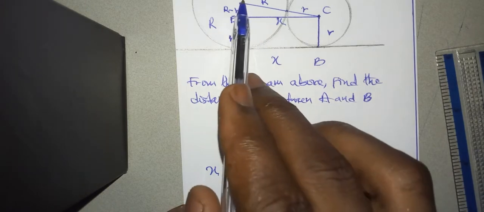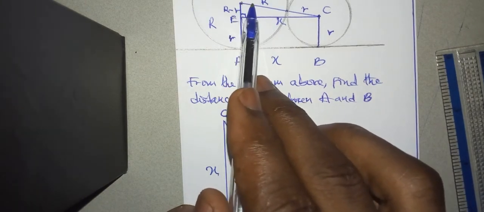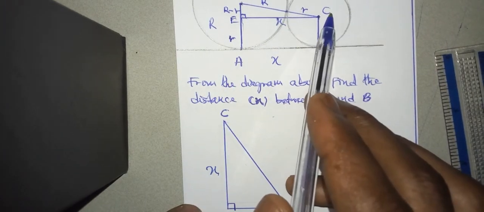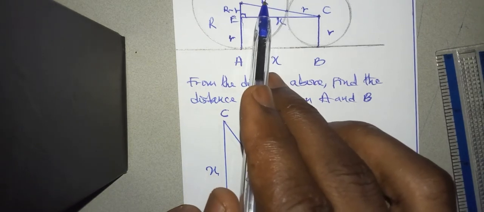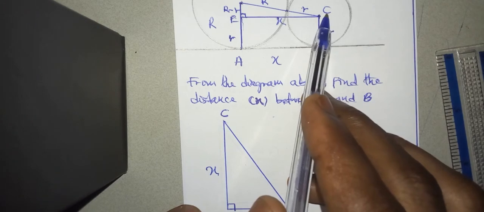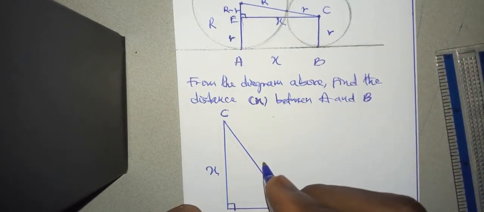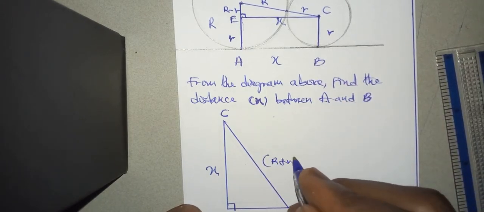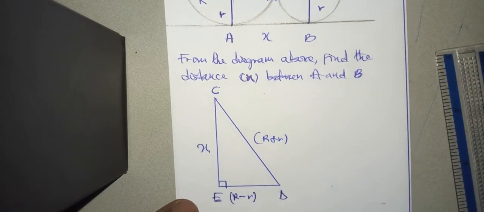Now when you go to the diagram, the whole of this line, which is DC, comprises capital R and small r. So when we add the two, we have line DC. So that DC will give us capital R plus small r, like this. All right, now you know what we are going to do.